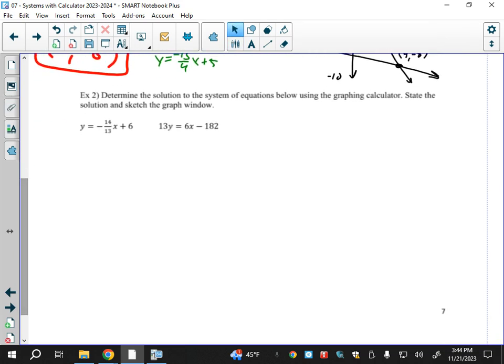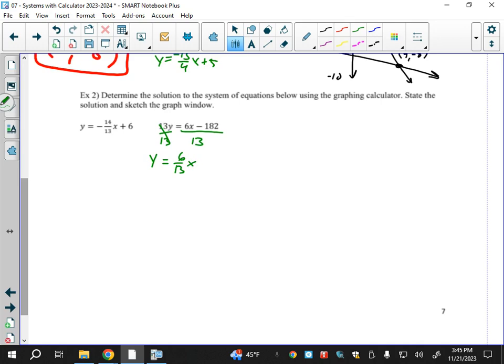Next example, first equation is in slope-intercept form. The next one we need to put in slope-intercept form, so we're going to divide both sides by 13. So y equals 6/13 x minus 14. So we're going to go back to our calculator and input these new equations.